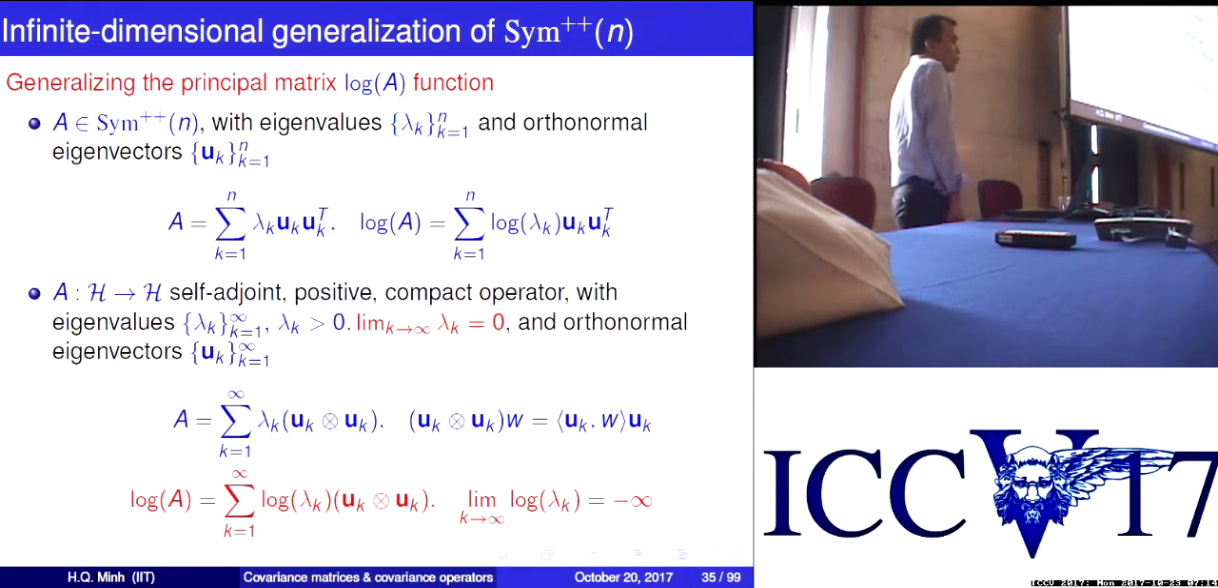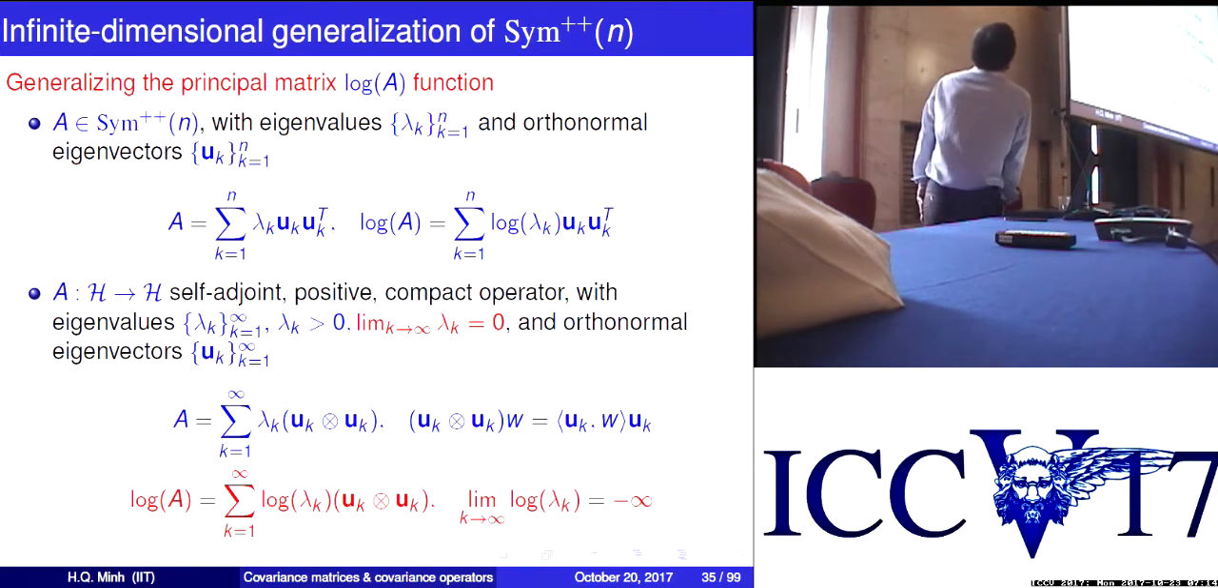So now, if A is an n by n SPD matrix, then it has n eigenvalues lambda k, k from 1 to n, with orthonormal eigenvectors uk. So it has a special decomposition: A is written as the sum over k from 1 to n of lambda k, uk, uk transpose. Now, log A is just defined by this spectral decomposition, so it's given by the summation of log of lambda k, uk, uk transpose. It's very well defined.